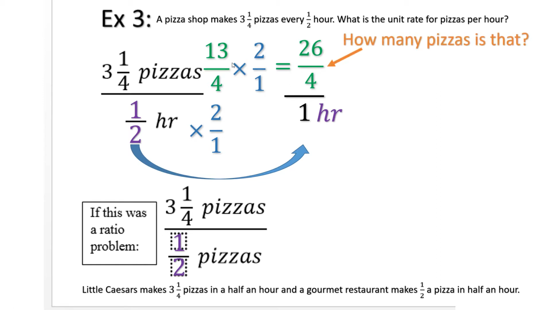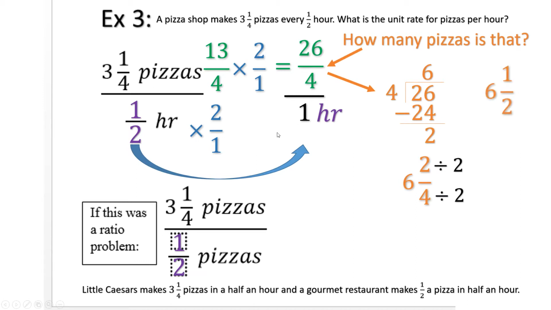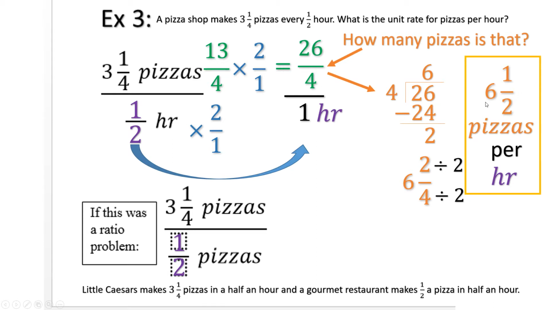Well, how many pizzas is that? That's why improper fractions don't make as much sense as a mixed number in this situation. So 4 goes into 26 6 times. We get 6 and 2/4, but we can simplify that. So that's 6.5. So if you double 3 1/4 pizzas, that's 6.5 pizzas per 1 hour.